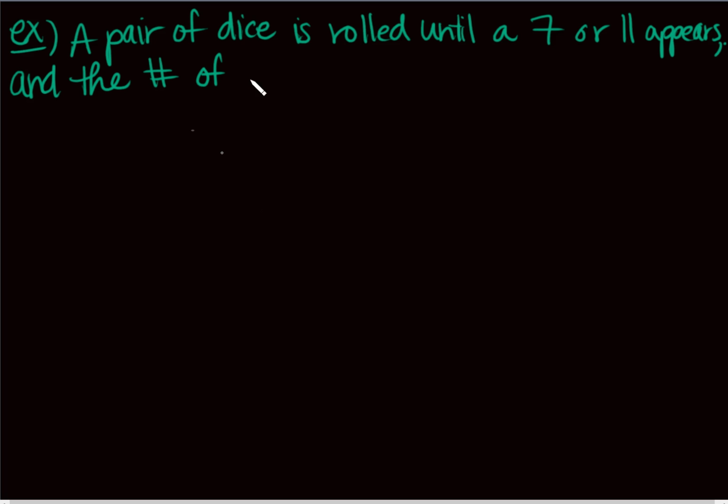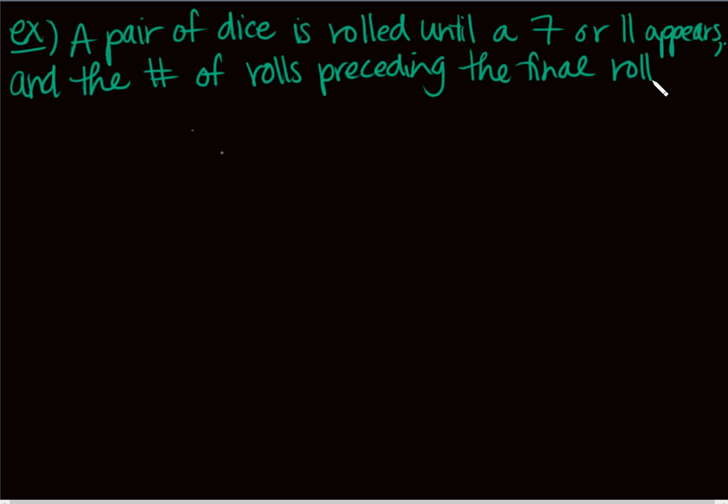The number of rolls preceding the final roll is observed. Remember, the final roll is going to occur if we get a 7 or 11. And what we mean by a 7 or an 11 is if you add up the 2 die, we get a 7 or 11. Preceding the final roll is observed.